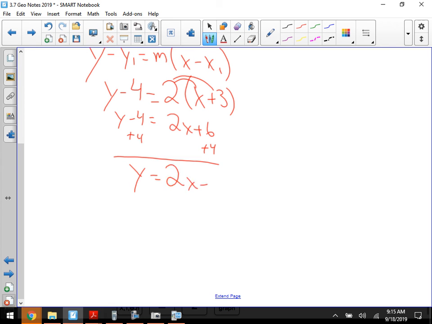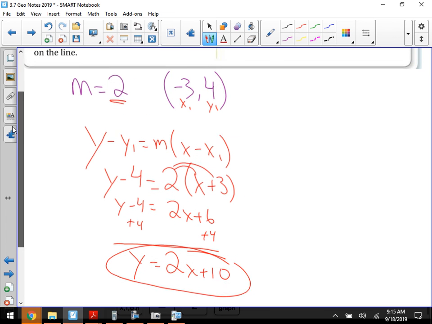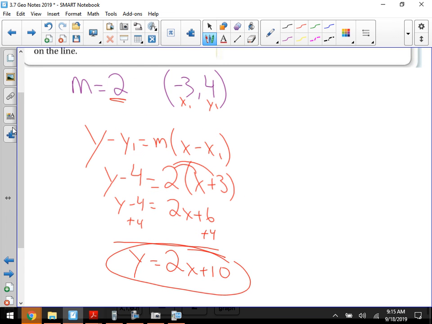Very good. That's how you're able to convert from one to the other. Point-slope form is a very, very handy method. We will be using that a ton. It is a very workable setup for us, so we like to use that one a lot.